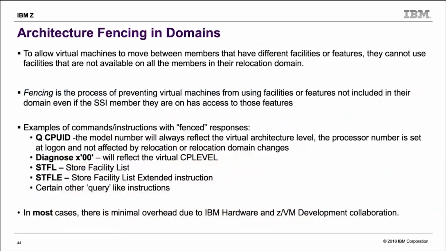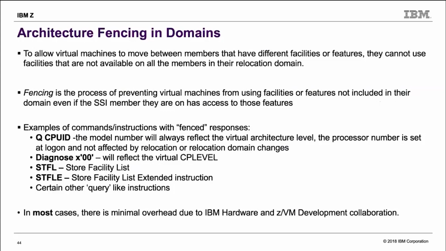So now that we hopefully understand relocation domains a little bit better, and specifically how those domains help set the virtual architecture level for guests within that domain, it means we're equipped now to discuss what architecture fencing is all about. So because of what we just talked about, there may be members within a domain that have higher capability than the actual virtual architecture level to which they're assigned. What this means is that we need to create a fence for those guests so that they don't see the features that they have but can't use.